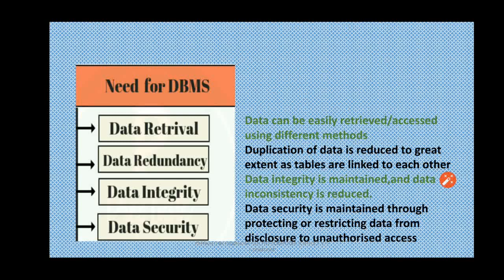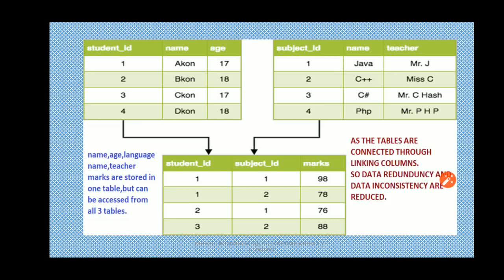Data redundancy, duplication of data, is reduced. Data redundancy means duplication of data. It is reduced to a great extent in a proper DBMS. For example, let's see here, we have three tables. The first table, suppose table 1, has three pieces of information: student ID, name and age. The second table is table 2, with subject ID, name and teacher. And the third table has student ID, subject ID and marks.